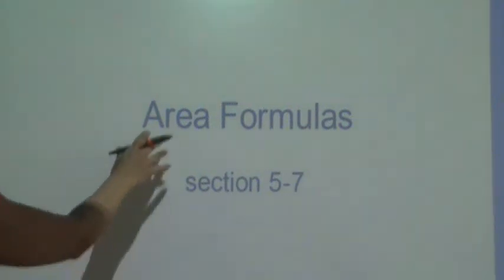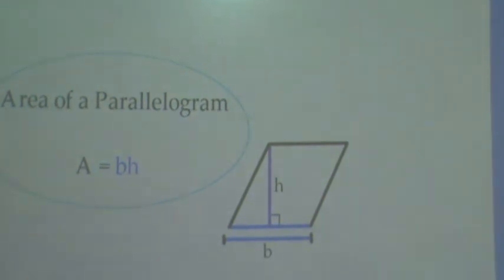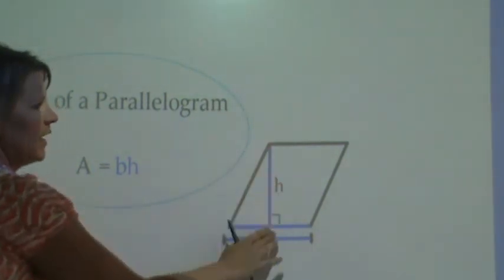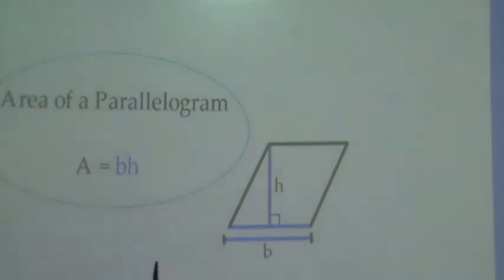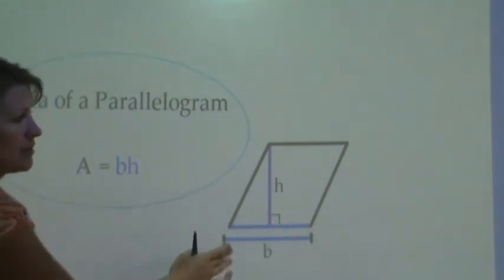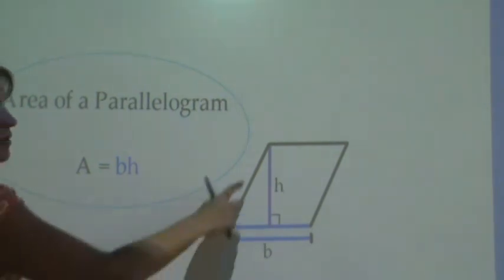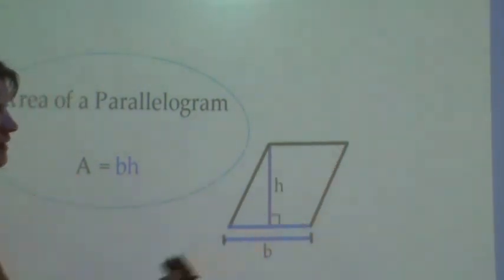Okay, today we're going to look at area formulas. Some of this you've seen before. For example, the area of a parallelogram, you may already know, it's just going to be base times height. The only trick is maybe to look for the right angle so that you know which numbers you want to use. You're not going to want to use the slant heights, for example.